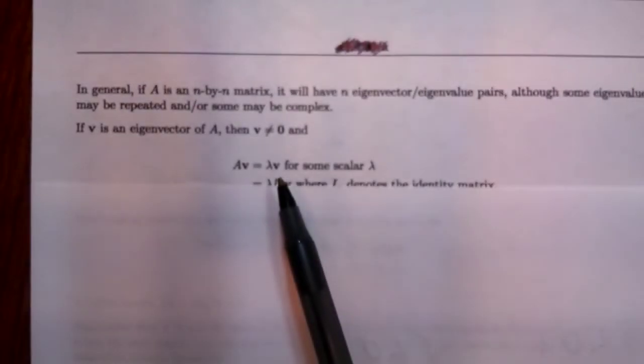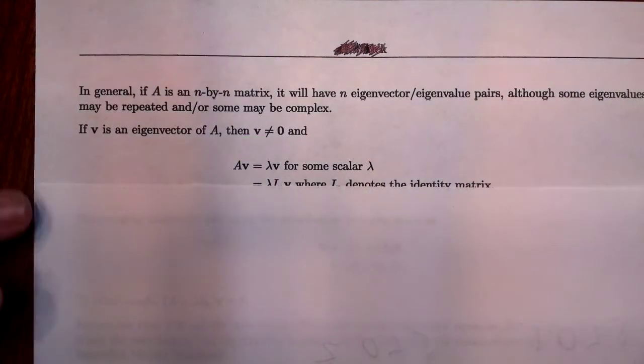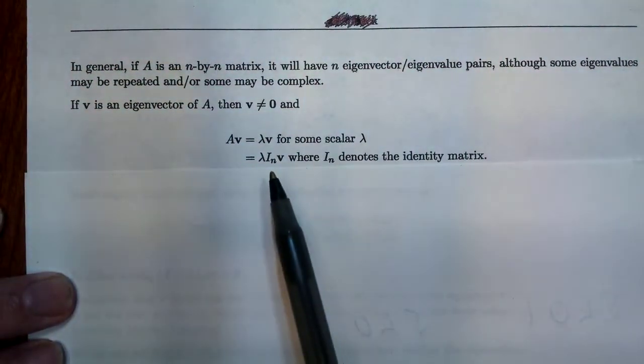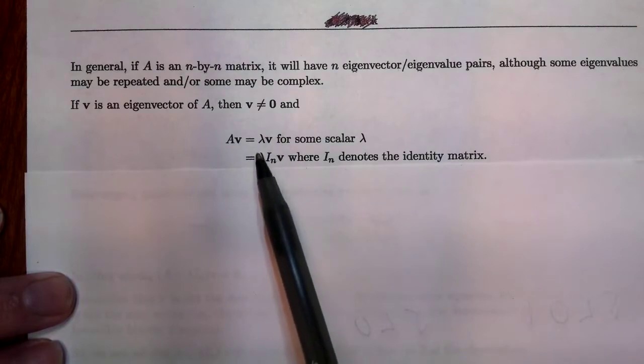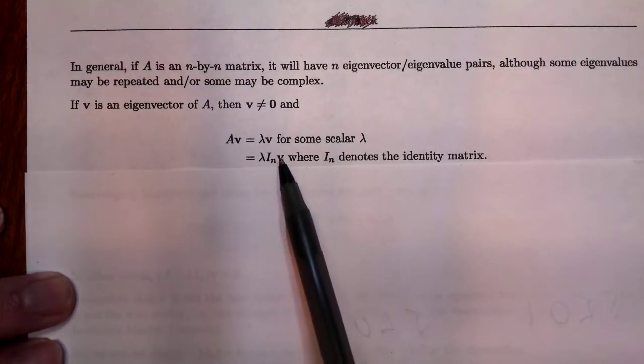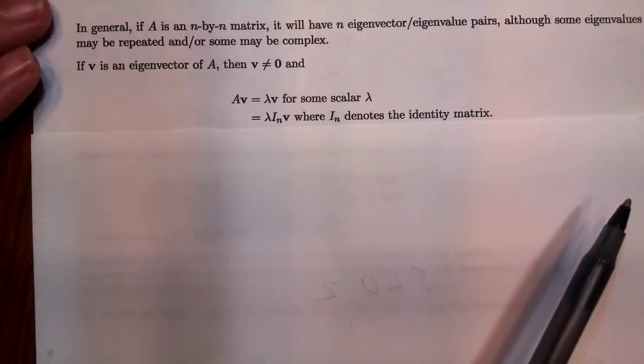So by the definition, that means that A times V equals lambda times V for some scalar lambda. Now I'm going to do a little algebra calculation in a moment, and it's going to help me to insert an identity matrix here. The identity matrix times V is still V. You'll see why in just a second.